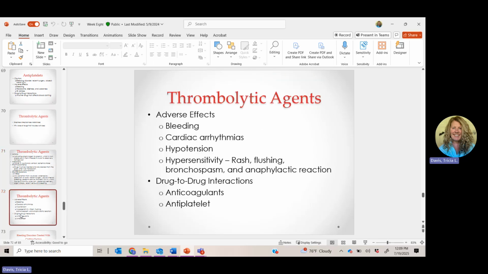So what are we worried about? Bleeding, hypotension. Sometimes a hypersensitivity, they can develop an anaphylactic reaction, can affect our breathing, facial flushing, and they can develop a rash. These medications are also contraindicated if you are taking an antiplatelet or an anticoagulant, because we know it's going to increase the effectiveness of those medications and the patient's going to bleed too much.